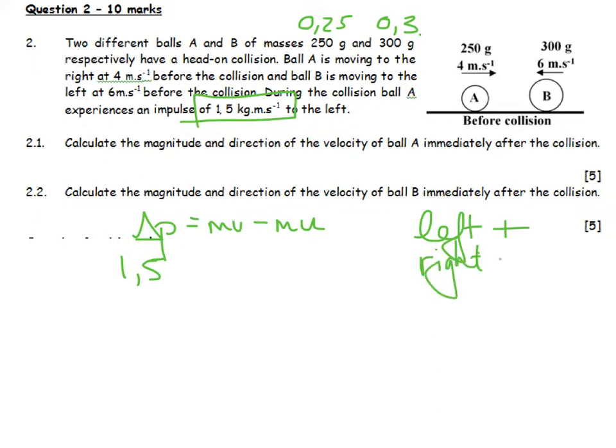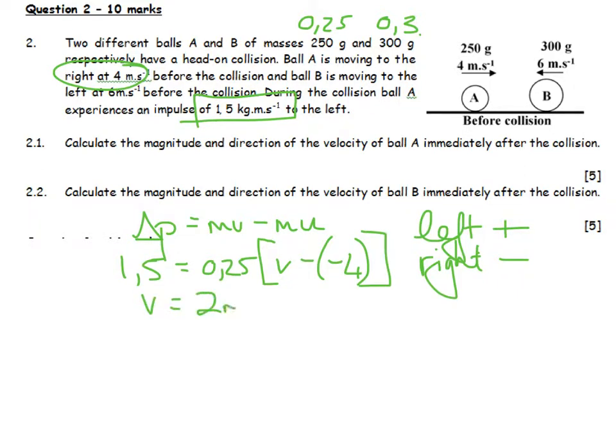And sometimes I'm as explicit as writing that on the side so that I don't stuff it up. So I'm going to say 0,25, and my velocity is v minus, and now to the right, which is here, I'm going to say minus 4. And when I solve for that, my v turns out to be a positive answer of 2 meters per second, and therefore it is to the left.